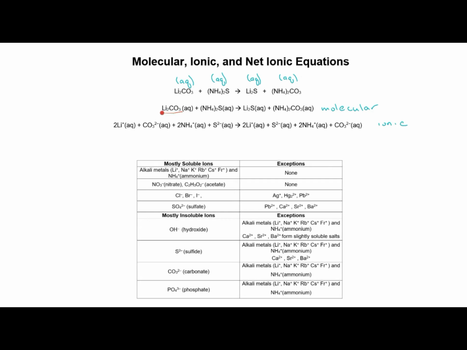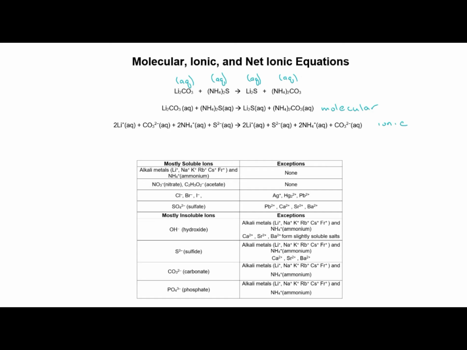So lithium carbonate, 2 lithium cations, and a carbonate anion. Ammonium sulfide, 2 ammonium cations, and a sulfide anion. Lithium sulfide, again, 2 lithium cations, and here's my sulfide anion, and my ammonium carbonate, 2 ammoniums, and 1 carbonate anion. Now let's pull out spectator ions.